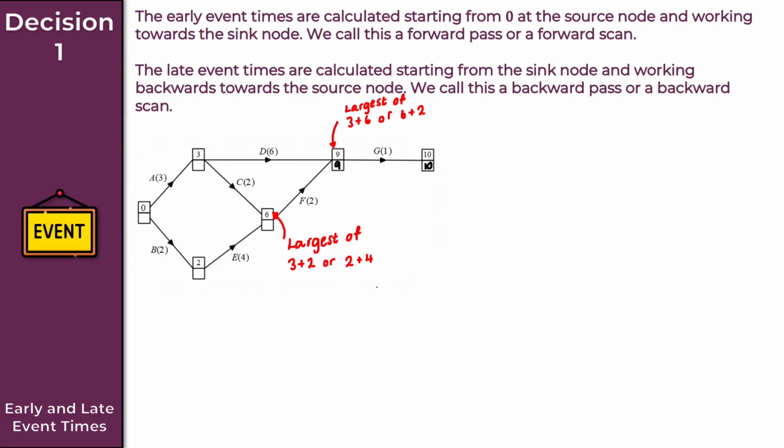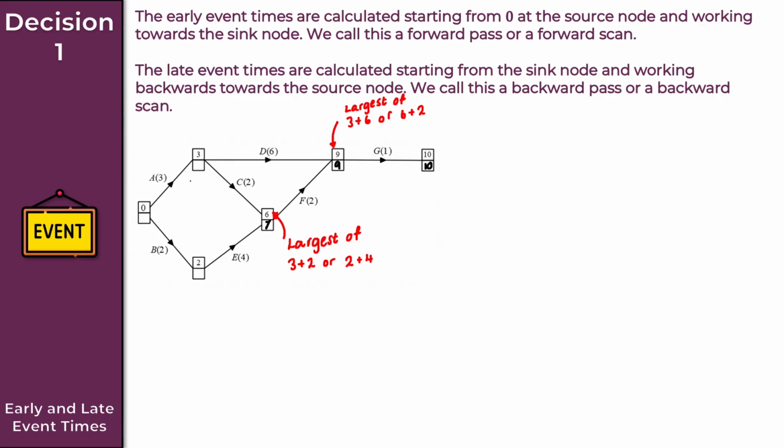Perfect. So again, we just keep working backwards here. So clearly I need a late event time here for each event, right? Or each node. So going backwards here, we've only got one thing going backwards, right? So it's just going to simply be the smallest of just the one thing, which is just simply 9 minus 2. So my late event time here is just simply 7, okay?